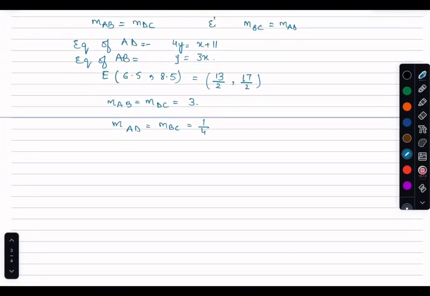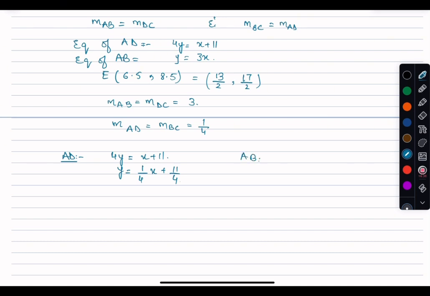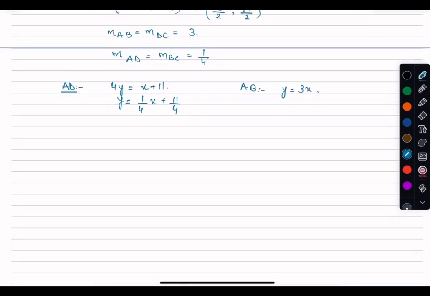So the equation of AD is 4y equals x plus 11. Therefore, we have already brought it to the form. This was the equation of AD, so it's 1 by 4 x plus 11 by 4. The equation of AB was given. It was y equals 3x. I will be equating both of them simultaneously to get the x coordinate of A.